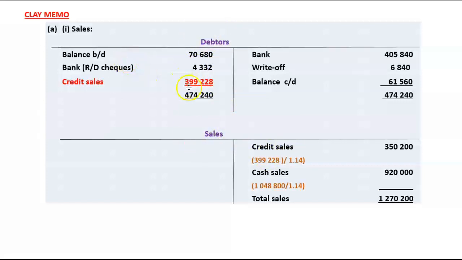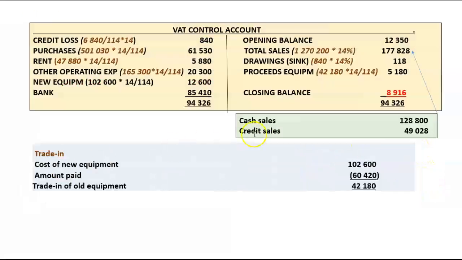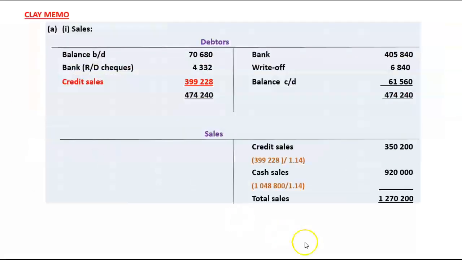So credit sales would have been the 399,228 divided by 1.14, which gives us total sales of 350,200. The VAT on that amount, so 350,200 times 14%, would have been this credit sales amount of 49,028. I say again, if I add those two amounts together, it gives me my total sales VAT output of 177,828. Right, now we have total sales, and from total sales, we will be able to calculate our cost of sales.